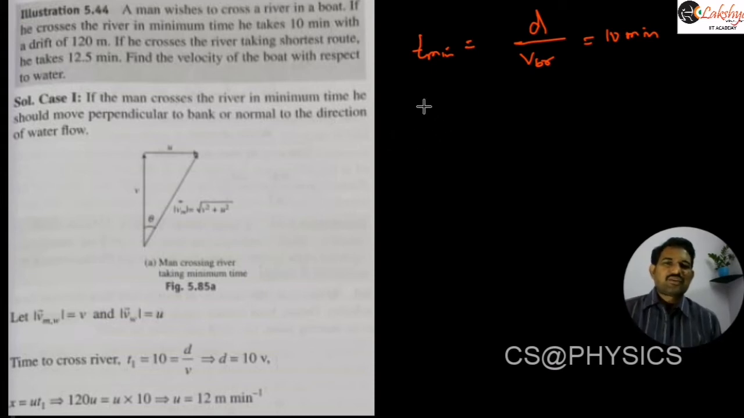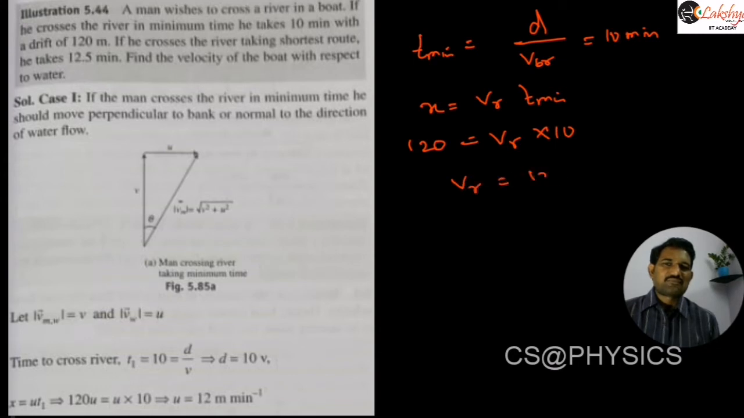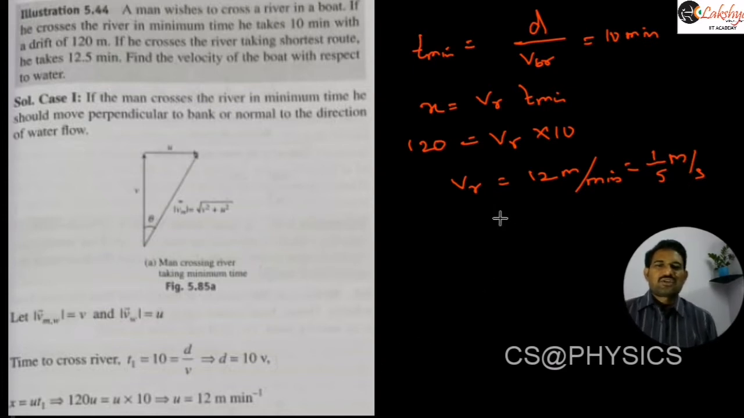And the drift in this case is given here. The drift is nothing but the velocity of the river into T minimum, you can write here. And so this velocity of the river into this time is 120 meters drift, and this time taken is 10 minutes. So therefore from this what we can write is 12 meter per minute you will get, or if you want to convert that into seconds you can substitute 60 seconds here, right? And so this value will be 1 by 5 meter per second. So that is the velocity of the river.